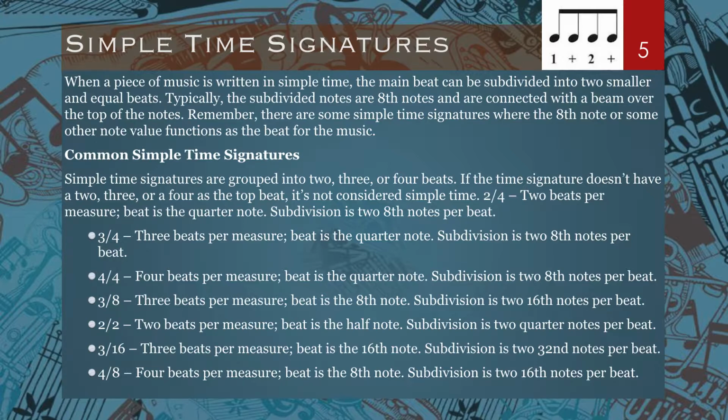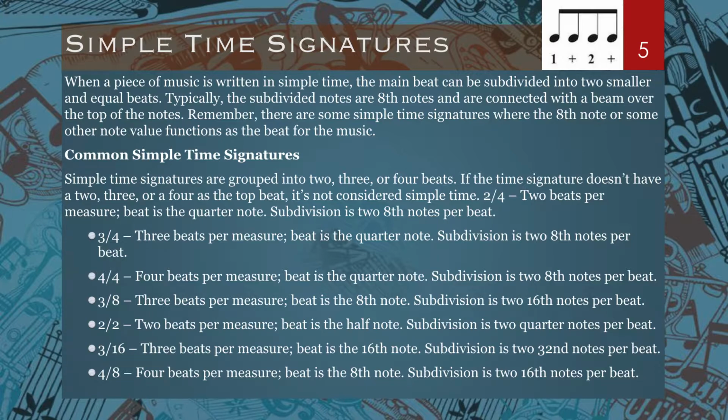Remember, there are some simple time signatures where the 8th note or some other note value functions as the main beat for the music. So an example of that would be if you have a time signature like 4/2. The half note is a beat, which means the subdivision is a quarter note. If you have 4/16, the 16th note would be the beat, and so the 32nd note would be the subdivision.